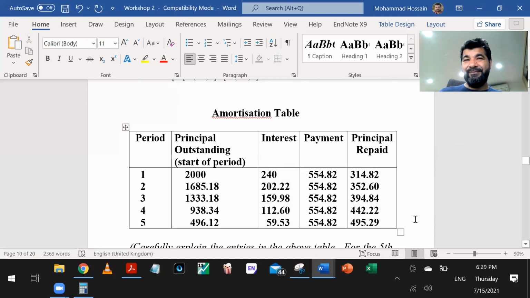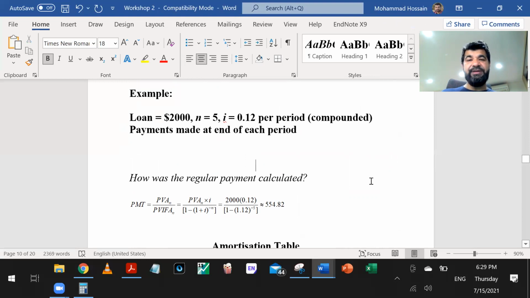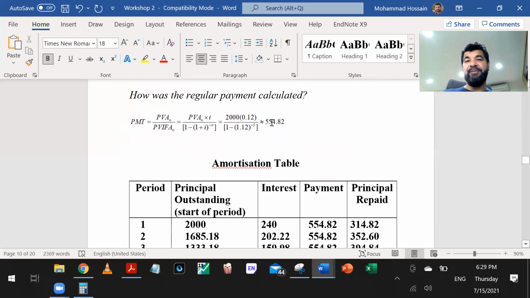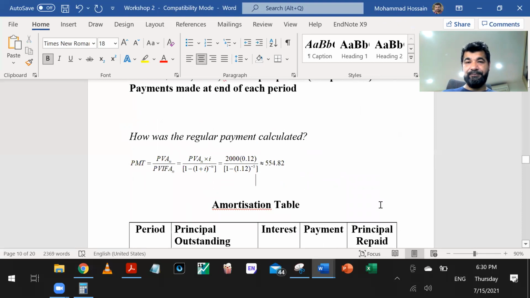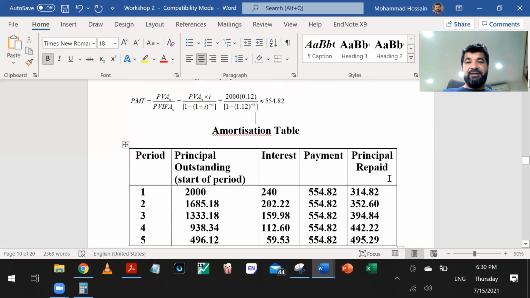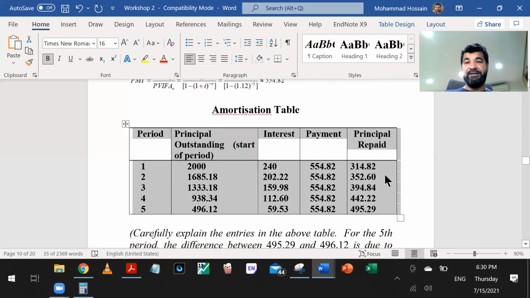Do we also use the FVA table for this table as well? Do we use a table for it? No. You have to calculate it manually. But for the payment, you can use the table to calculate the payment. How much will be the payment? That time you can use the table to calculate the payment figure. So when you calculate the payment, 554.82, here's the payment.